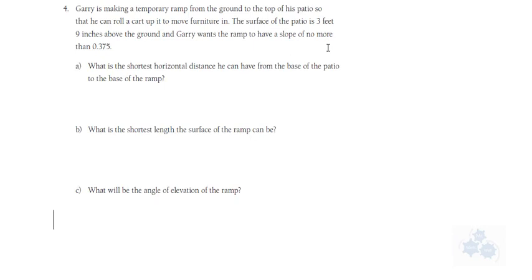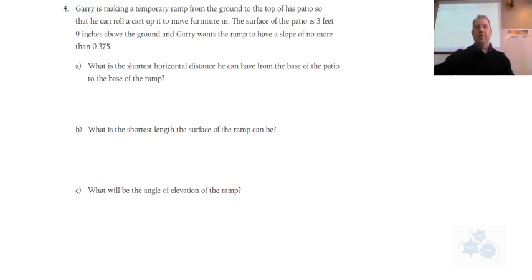Okay, so on the chapter 1 chapter review assignment, question number 4 gave everyone a little bit of trouble. It said: Gary is making a temporary ramp from the ground to the top of his patio so that he can roll a cart up to move furniture in. As I've mentioned before, it's a really great idea to make sure you draw a diagram.